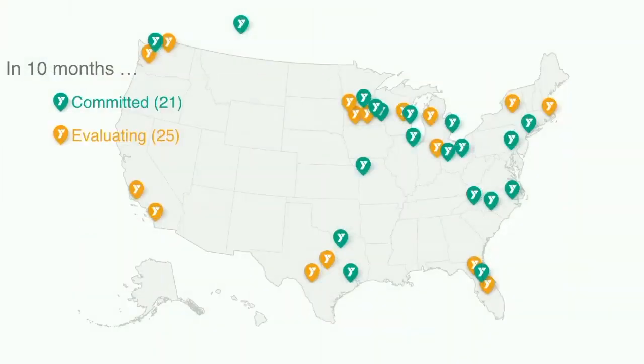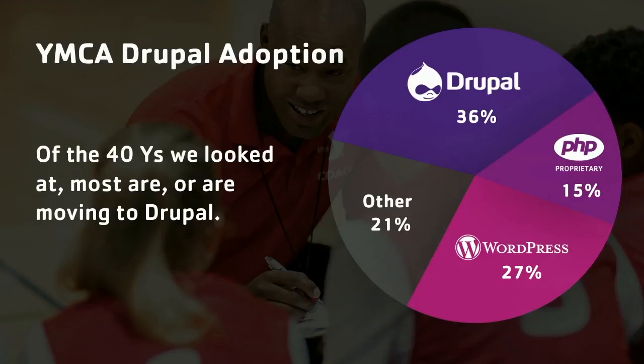And over the last 10 months, we've had some really great adoption. 21 YMCAs are committed to the platform, either using it today, are already on the platform, or are working towards a site launch. And another 25 YMCAs are evaluating. And these numbers increase all the time.